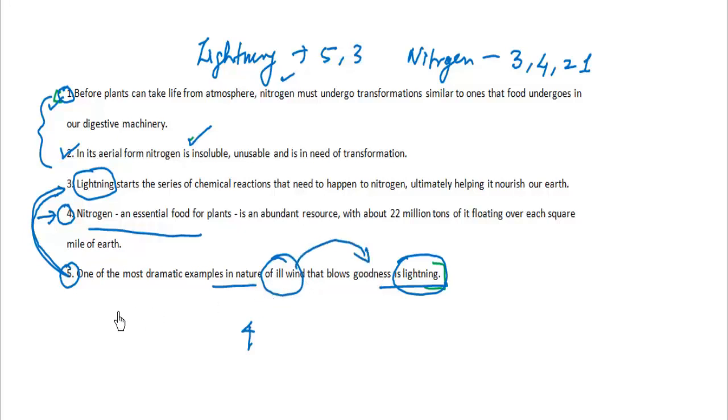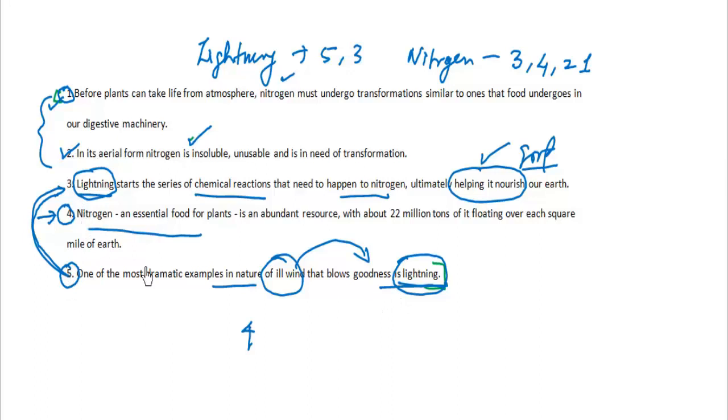So this is an idiom, and when you say ill wind that blows goodness, it is basically something that is bad, but it brings good things with it. And lightning is apparently considered to be a bad thing, but it brings some goodness with it. So what is that goodness must subsequently follow. Now 3 says lightning starts the series of chemical reactions that need to happen to nitrogen, ultimately helping it nourish. So this helping it nourish our earth is a good thing. And who is helping with this good thing? Lightning. Lightning is an example in nature of ill wind that blows goodness, right?